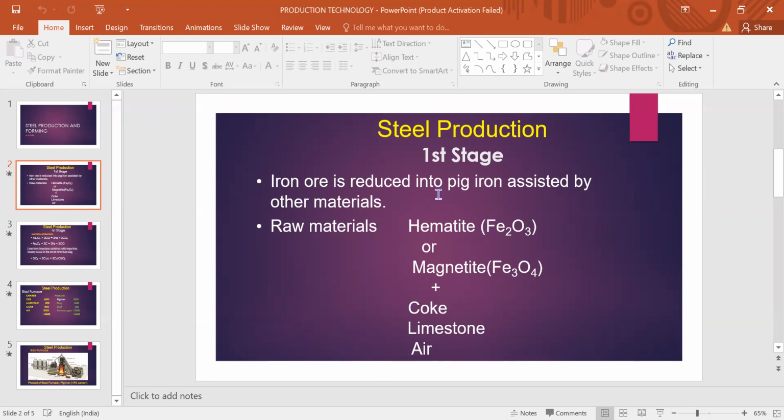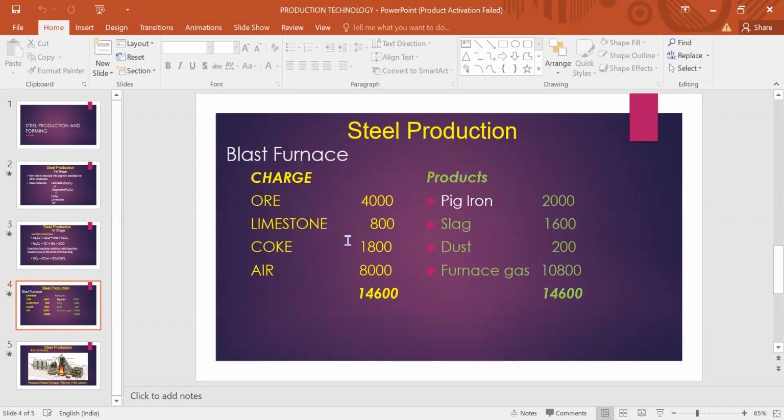Iron ore is reduced to pig iron assisted by other materials: hematite, Fe2O3, magnetite. Then there is the charge. Ore is 4000, limestone 800, coke 1800, air 80,000. So you have blast furnace gas 10,800. It is always returned here and to the coke oven to burn the flames. The carbon monoxide is very good for burning.